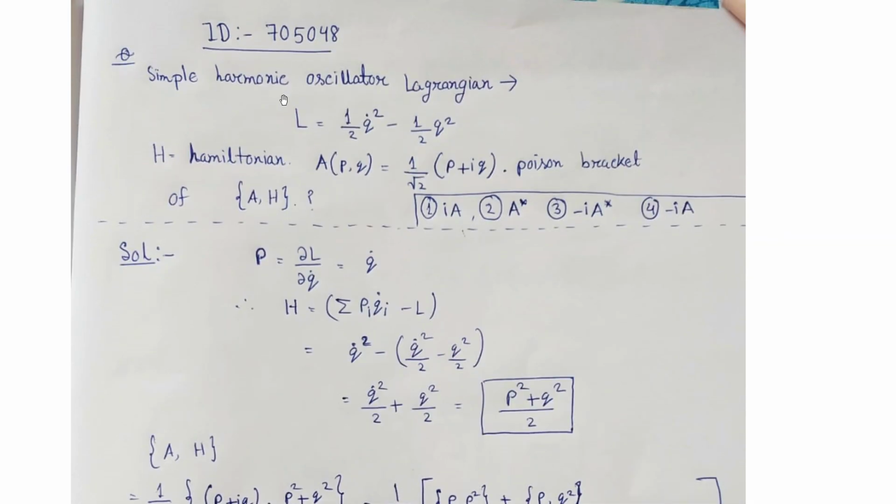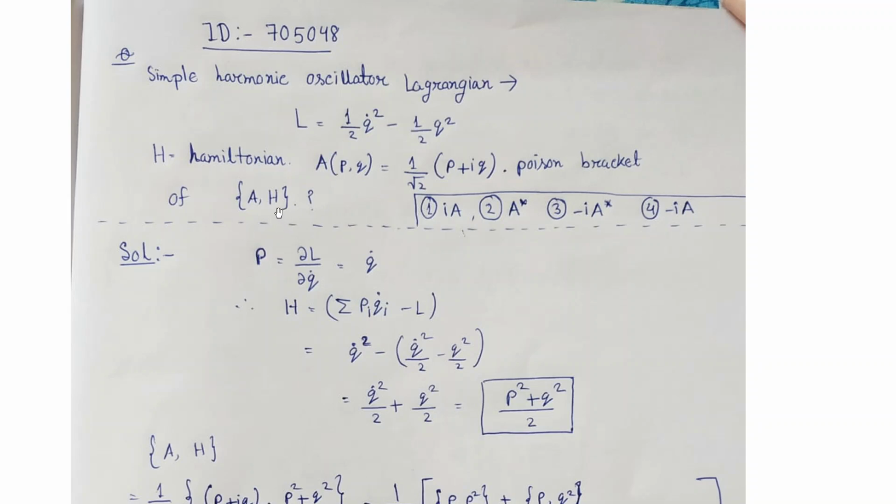So here is a simple harmonic oscillator Lagrangian, that is q dot square by 2 minus half q square, and H is the Hamiltonian, and there is a quantity given, A, as a function of p and q, the canonical momentum and position coordinate, that is 1 by root 2 into (p plus iq). So you have to calculate what is the Poisson bracket of A and H. Okay, so this is the Lagrangian given.